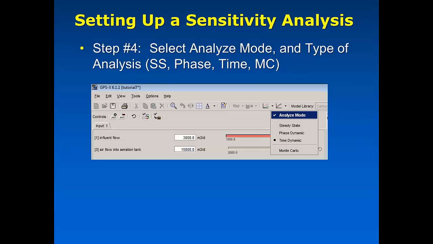So once that is done and you close that menu, you'll notice now that that thing no longer looks like a slider. It's now red. That indicates that this is a parameter that is going to be adjusted by our sensitivity analyzer tool. You select which type of analysis that you want to run here: steady state, phase dynamic, time dynamic, those ones that I just described. And if you're using a dynamic one, then you need to also specify the amount of time that you want to run.